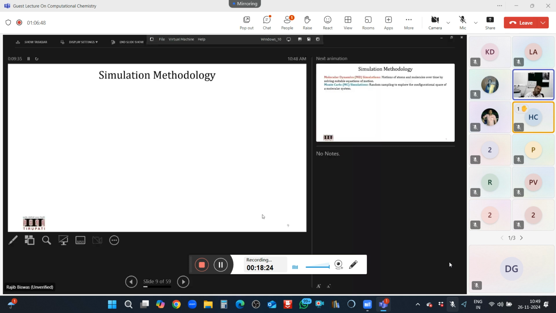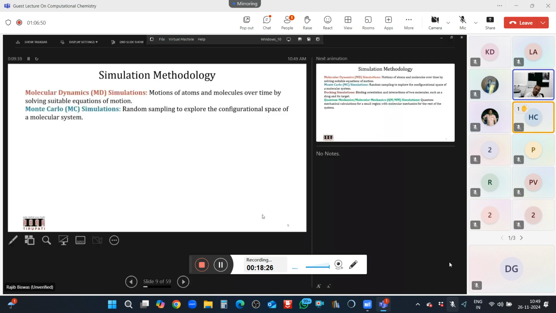Now, there are several simulation methodologies available today, but I have pointed out a couple of them which can be handy when you would like to study some small molecules or even biomolecules. The first and foremost one is molecular dynamics simulation, where one can study the dynamics. That means atoms and molecules will be dancing, and you can explore them as a function of time. The second one is the Monte Carlo simulation. Time is not there, but you will be exploring the configurational space.